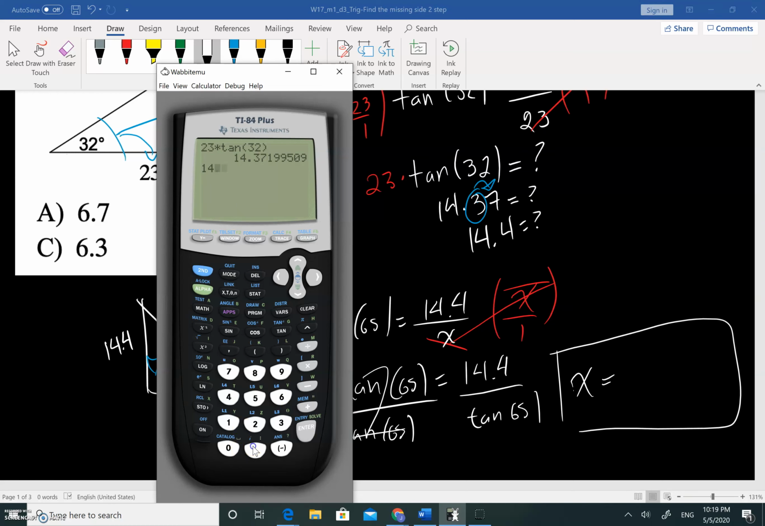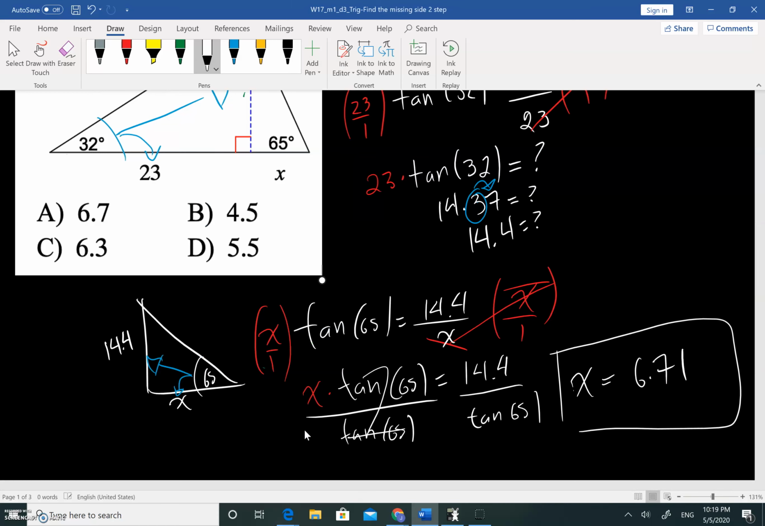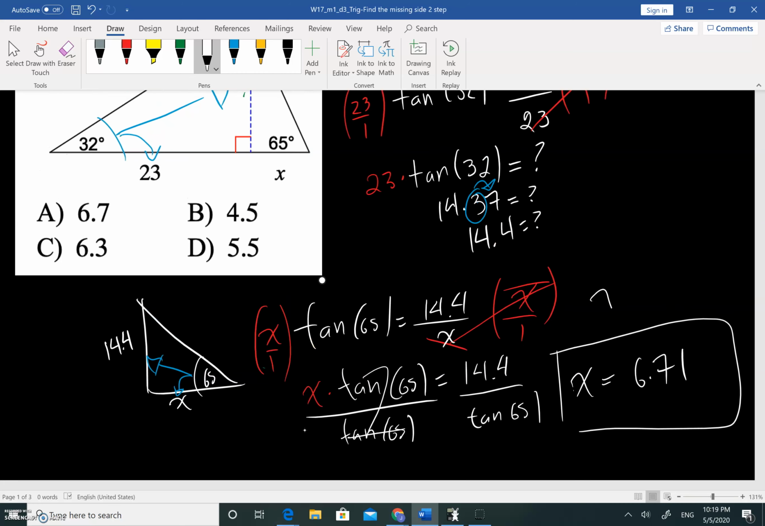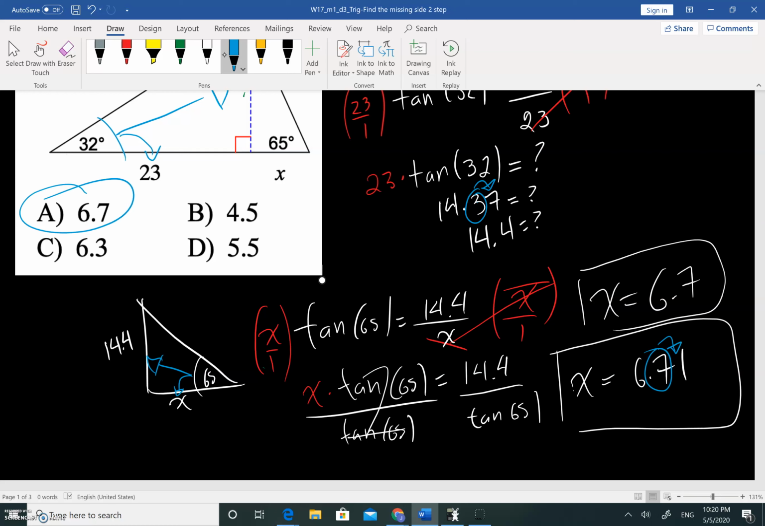Just so you know, after you put it in the calculator, you are going to have to round it to the nearest tenth as well. So 14.4 divided by tangent of 65 is equal to 6.71, and therefore my rounded answer is going to be x is equal to 6.7, right? Because you look at the 7 here and you look at the number next to it, it's a 1, so you stay where you're at, so you stay at 7. My final answer is A.